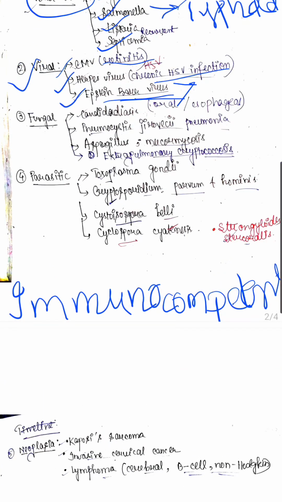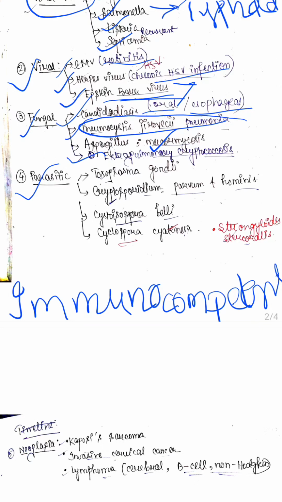For fungal infections, first of all, the very common infection we get to see is candidiasis, which can be oral as well as esophageal. Okay, next is Pneumocystis jirovecii pneumonia. This is another very common pneumonia that is seen in cases of HIV infected patients. Next we have extrapulmonary cryptococcosis, mucormycosis, aspergillosis as well.